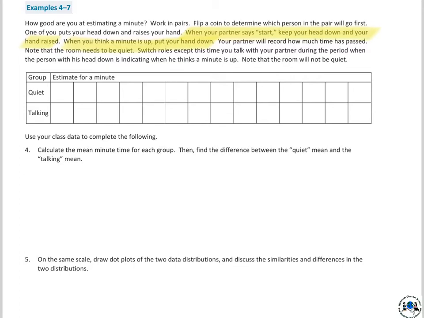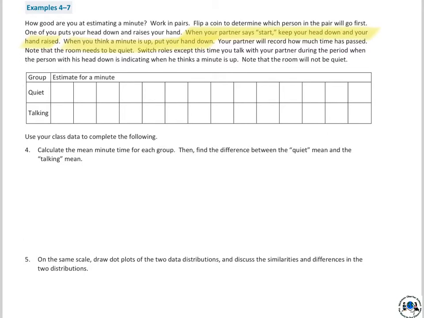And with this first one, they've done this 2 different ways. We're comparing quiet, doing this while it is totally quiet, and the next time, the partner who is doing the timing is actually talking to the other partner who is deciding when the minute is up. So there's a little bit of interference, whereas in the quiet there's not that interference. The idea here is we're comparing what the difference is, this estimation difference.